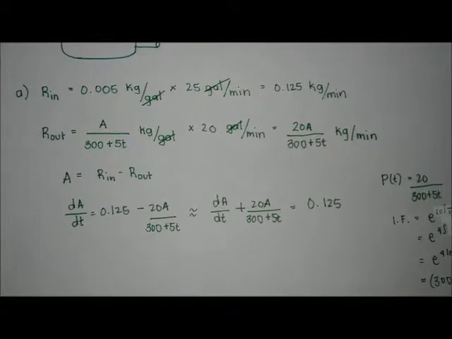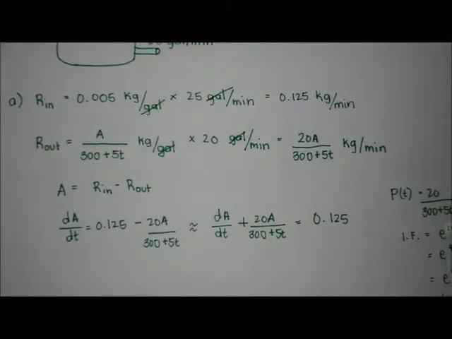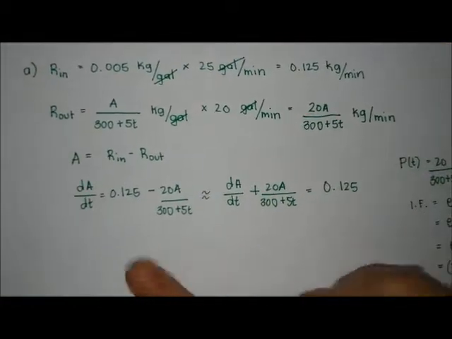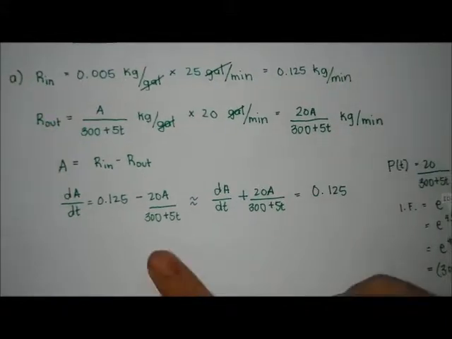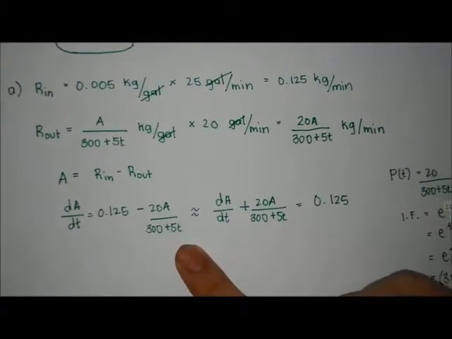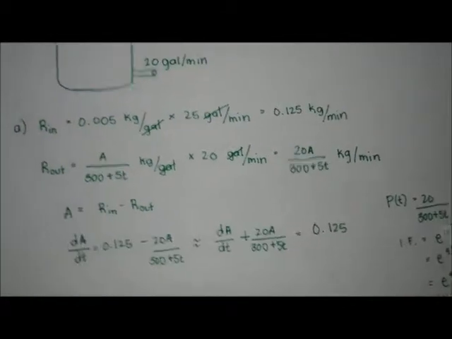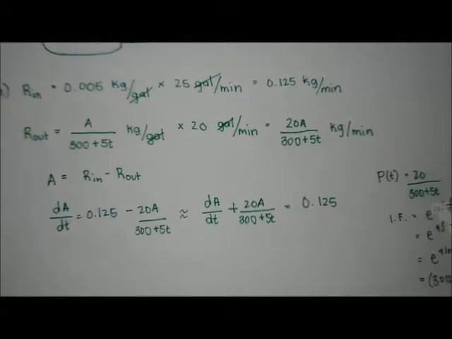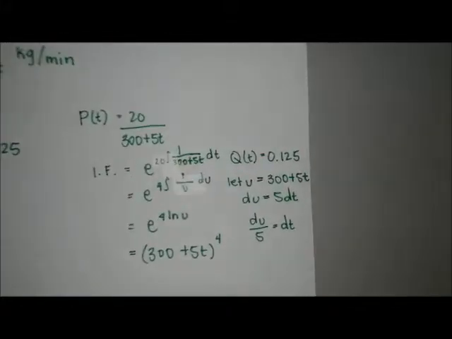So the next step is we'd have to arrange all the variables on one side. So we have dA/dt is equal to 0.125 from earlier minus 20A over 300 plus 5t, which is also equal to dA/dt plus 20A over 300 plus 5t is equal to 0.125. So the next would be getting the integrating factor.